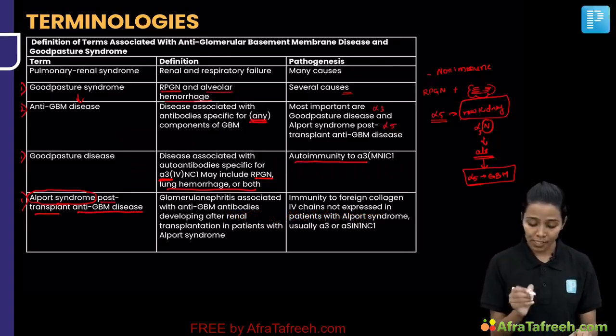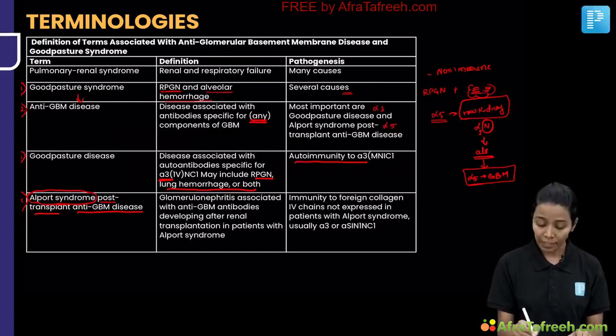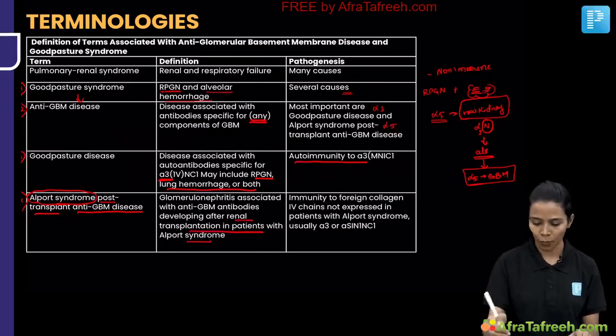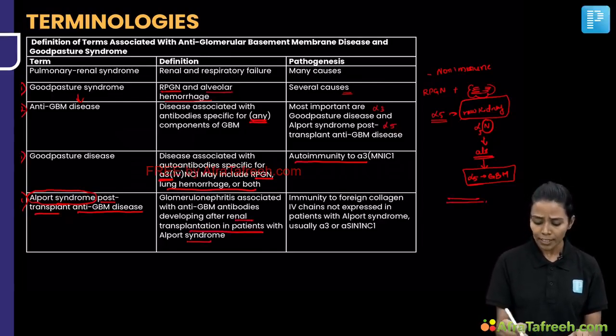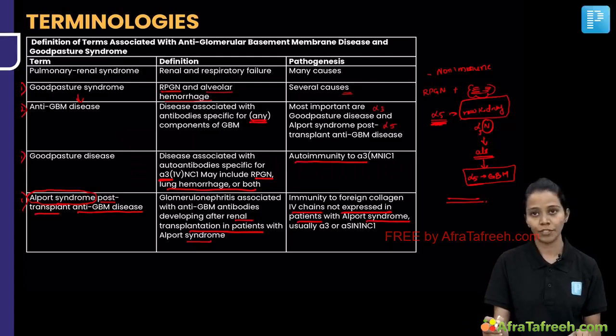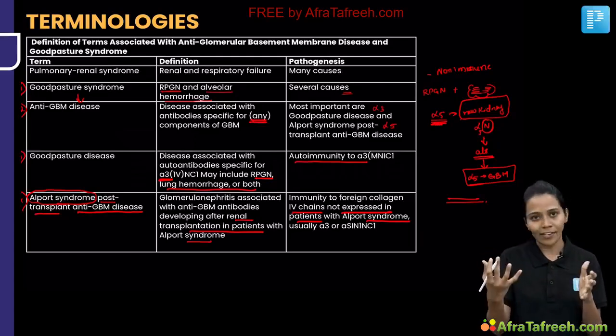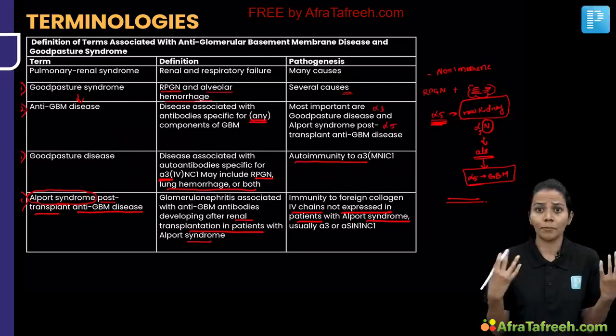Okay. So this is glomerulonephritis associated with anti-GBM antibodies developing after renal transplantation in patients with Alport syndrome. This is like how I explained here. Now, there is immunity to foreign collagen 4 chains which is not expressed in the patients with Alport syndrome. Okay, that's what I told here. So, generally, alpha 5 is not expressed in these patients. So, because that is not expressed, when a normal donor kidney with a normal alpha 5 comes to the recipient's body, it's something new for the patient.